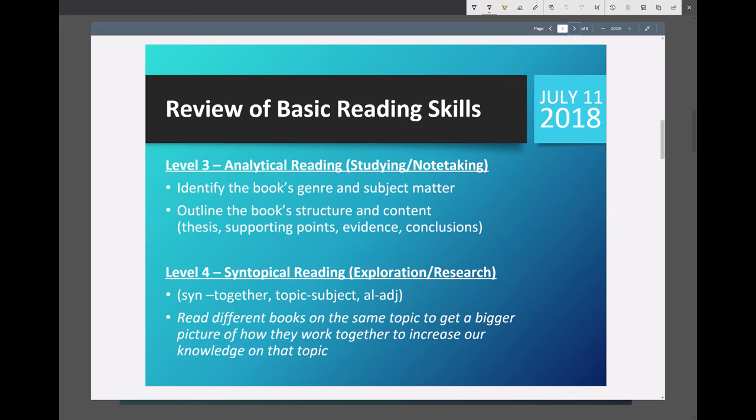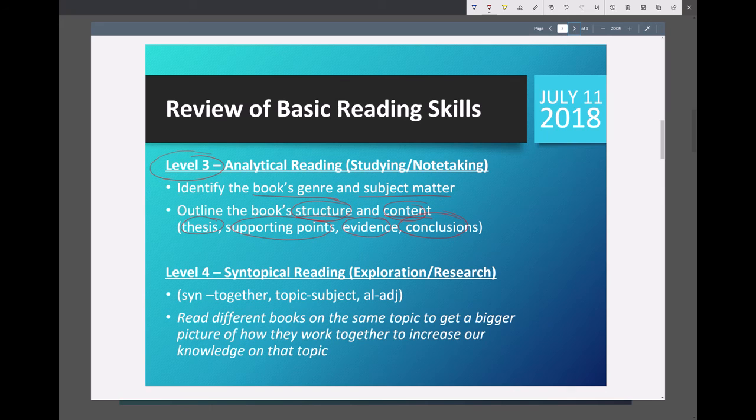Okay, the last level of reading, syntopical reading. That is to explore and research different topics. This level assumes that you have read the articles and skimmed each one after scanning in level 2 and choosing the ones that you find interesting or relevant, and then carefully analyzing the readings, identifying the book type or article type and subject matter, and outlining the structure and content. Here, note it's structure and content. Use the structure to help you find the content that you need, like thesis, supporting points, evidence, and conclusions. These are your building blocks.